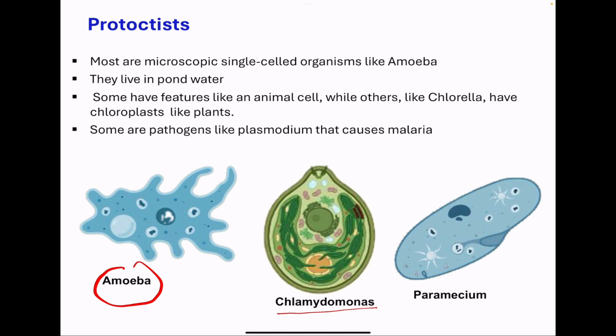Protists live in various environments, usually in water, where they play very important roles in the ecosystem as producers in aquatic ecosystems. Like we said here, these are mainly found in ponds or in pond water. Some of them are pathogenic, like we see the Plasmodium, which causes malaria.